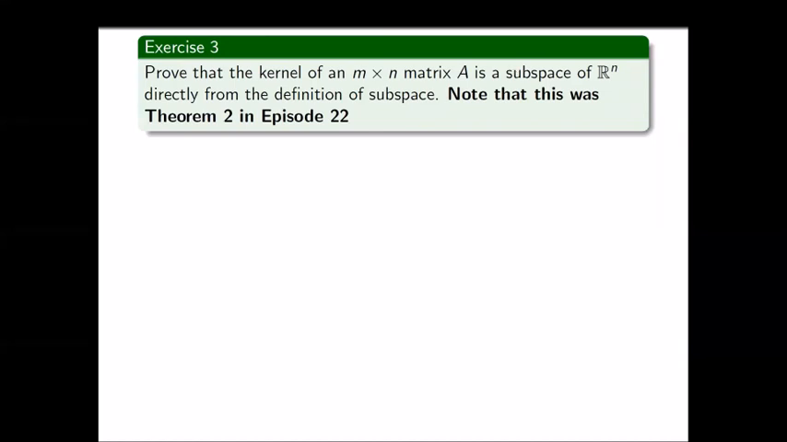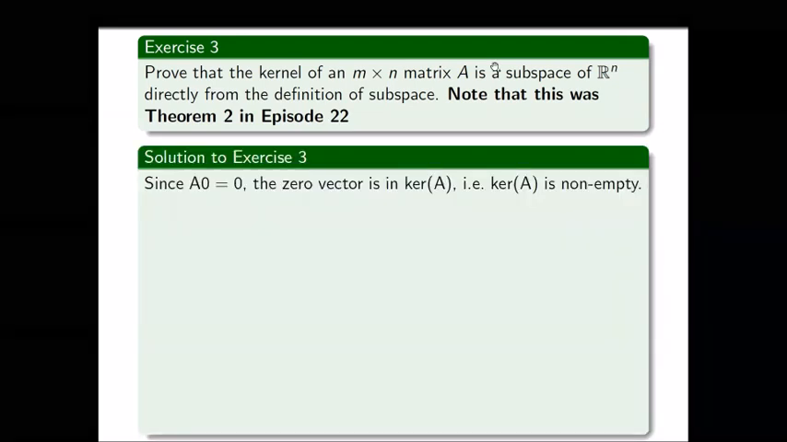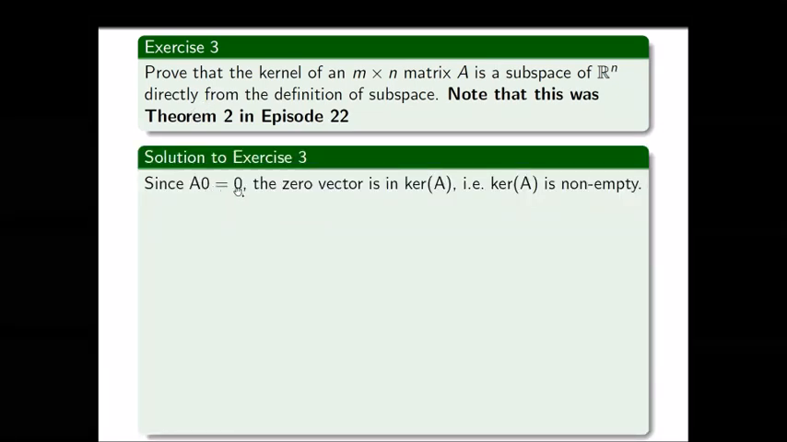Okay, so let's look at another exercise before we end this episode. In this problem, we have to show that the kernel of any m by n matrix A is a subspace of Rn, and we have to prove this directly from the definition of subspace. Note that this property appeared as a theorem in episode 22. So since A times the zero vector is the zero vector, we get that the zero vector is in the kernel of A. So that gives us that the kernel of A is non-empty.